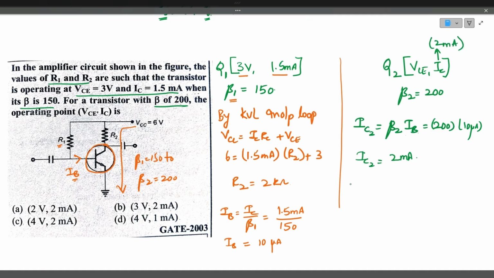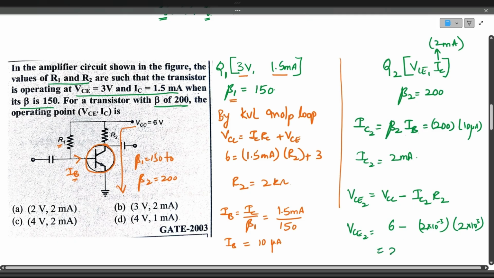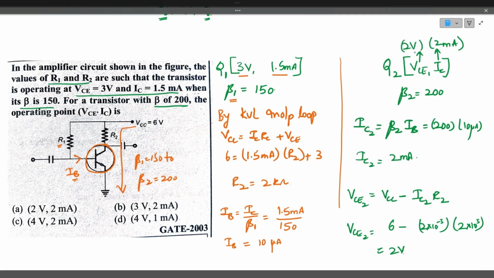Now we need to find out VCE. VCE2 is equal to VCC minus IC2 into R2. So the new VCE value is equal to VCC, which is 6 volts, minus 2 milliamps multiplied by the collector resistance of 2 kilo ohms. So this will be equal to 2 volts. So the new Q point is 2 volts and 2 milliamps. So the answer is option A.